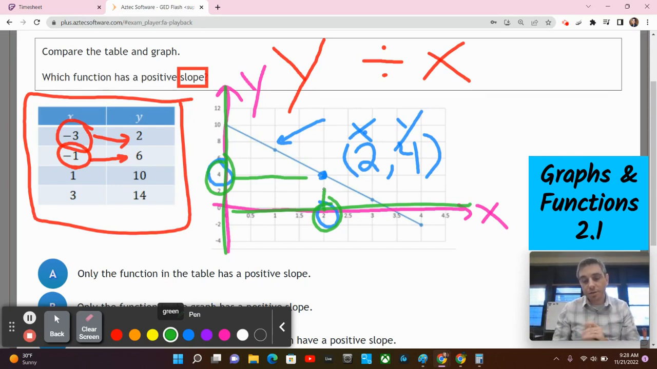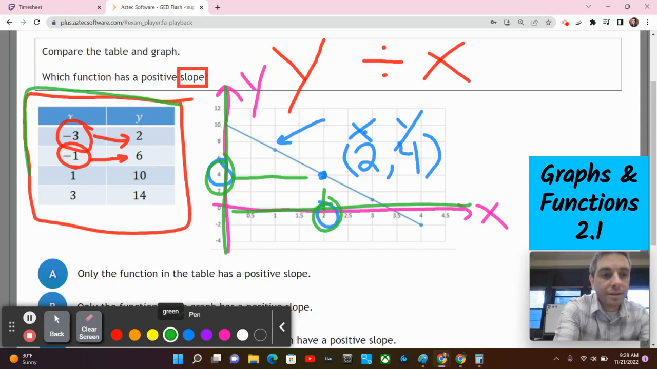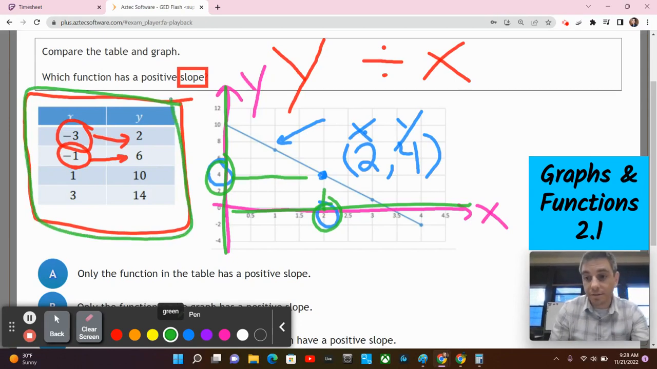When you pick a single location along that line, like I did there, you can see a specific case, say when x is 2, y is 4. Contained within that line is the same information that you might find in a table. It just looks very different.